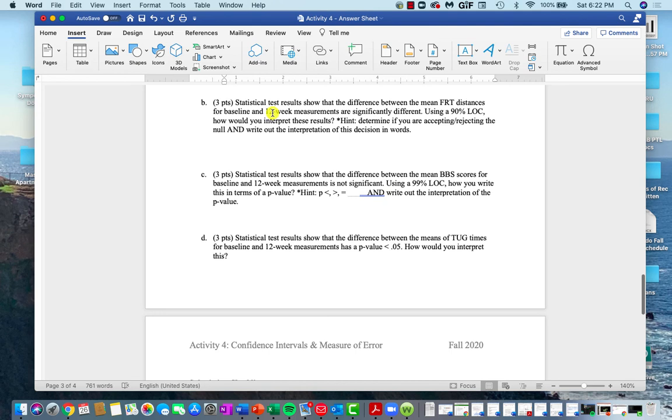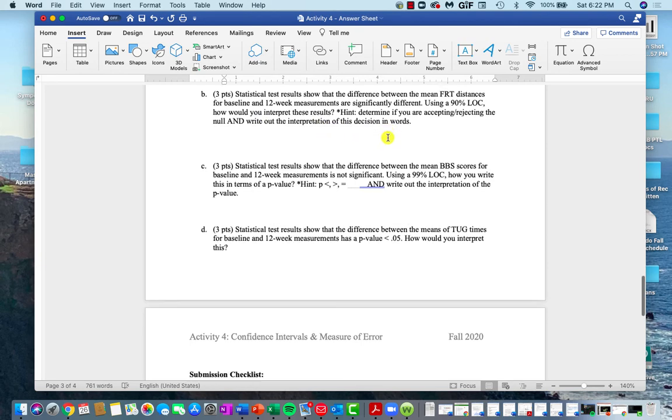Okay, and then I gave you 3 situations based on each of the tests, and again, hypothetical results. So in the first one, you have a statistical test result showing that the difference between the mean FRT distances for baseline and 12-week measurements are significantly different. Using a 90% level of confidence, how would you interpret these results? So I gave you a hint here. You're determining basically if you accept or reject the null based on that first sentence of information, and then you're going to write out the actual interpretation. Okay.